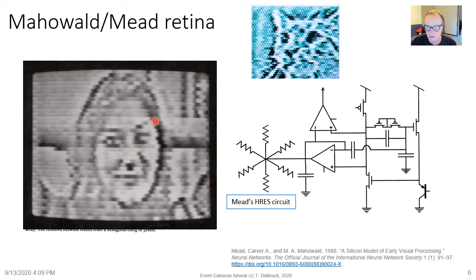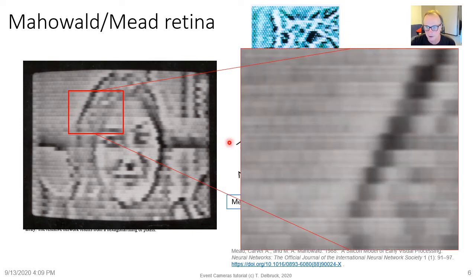But the really big problem with this circuit is, you can see in the output, if I zoom up right here in this area and look at this area over here, it should be uniform, right? Because it's just the white wall back there. But actually, if you look at it, you'll see tons of pixel-to-pixel mismatch, fixed pattern noise.